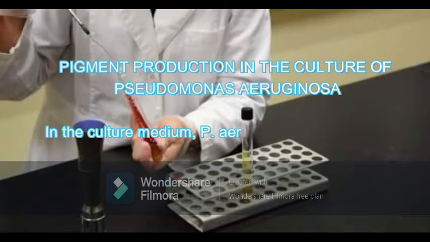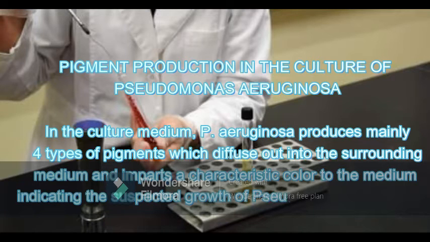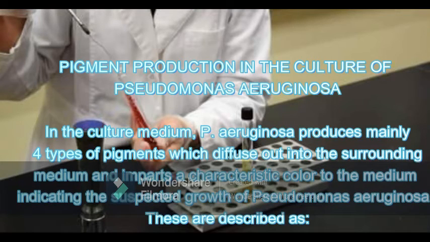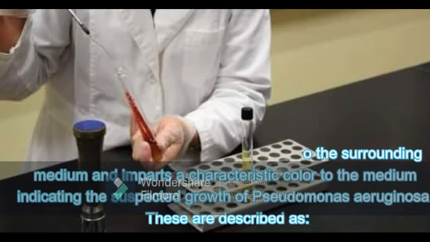And to add, for the pigment production in the culture of the Pseudomonas aeruginosa. In the culture medium, the P. aeruginosa produces mainly 4 types of pigments which diffuse out into the surrounding medium and impart a characteristic color to the medium, indicating the suspected growth of the Pseudomonas aeruginosa.